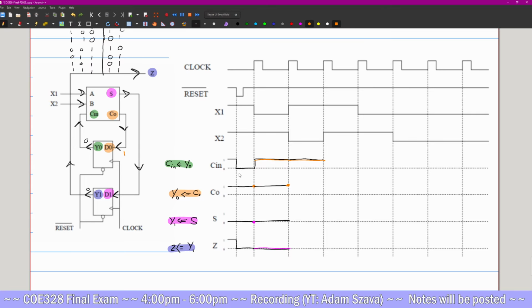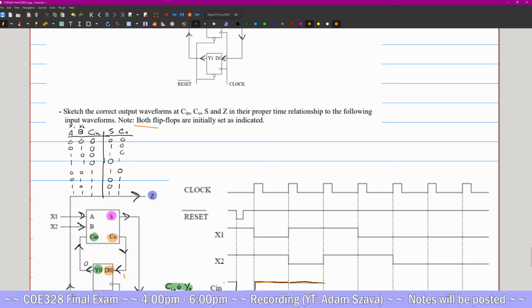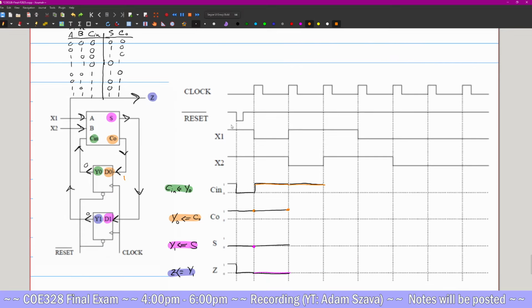How do we find the first part for C in, like this little dip right here? Well, we said that the flip-flops are reset as indicated, so they're being reset. If the flip-flops are being reset, that means the outputs are being set to 0. So this is a 0 here, and this is a 0 here. That's what I wrote there in black. So if set to 0, that means it's being reset, so it's set to 0 there like that. That's why Z is also being set to 0.